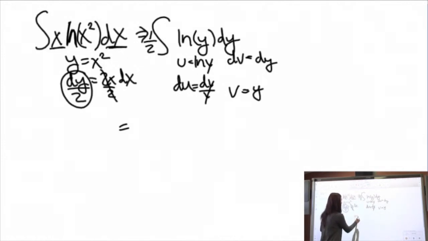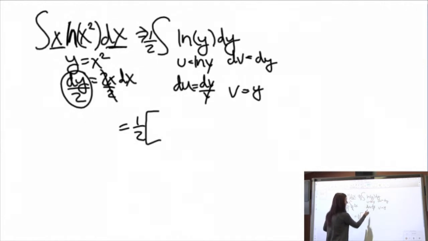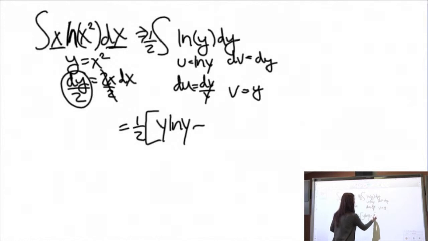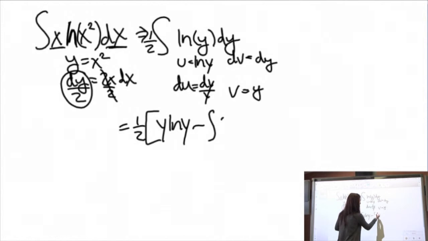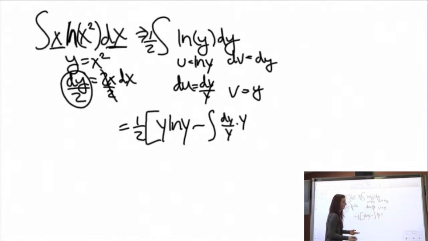So now, we're going to go to our next step. We'll do it right here. So our 1/2 can just go on the outside. Remember, it's uv minus integral of v du. So we have uv, which is y natural log of y. And then we have minus the integral of v du. So we have dy over y times y. Now we can see how this simplifies to just dy, right? And as we said before, when you take the integral of dy, you just get y.